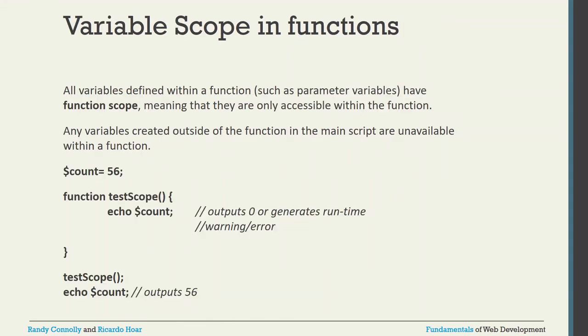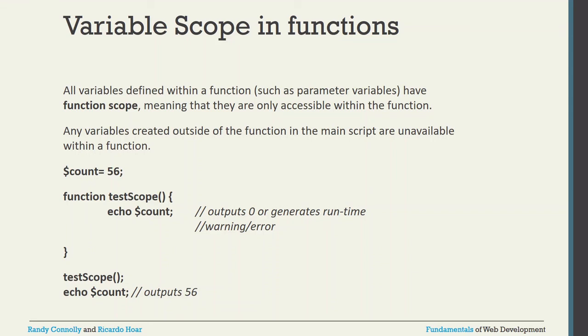Okay. Another thing is called the function variable scope. If you define any variable within a function, such as a parameter variable, it has function scope, meaning that it is only accessible within the function. A variable created outside of the function, in the main script, is not available within the function. Clear? So here we created one function, testScope. Suppose you want to display the variable echo $count, but you declared $count outside of the function, so the output will come as 0, because that value is not there inside the function. That is called the function scope.